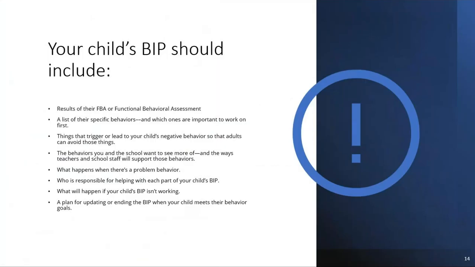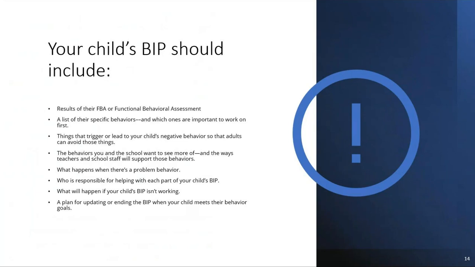Some things that are included in a behavior intervention plan are the results of the functional behavior assessment, indicating what the need is, being attention or escape from those behaviors that are being exhibited. A list of specific behaviors such as on task, off task, aggression, blurting out, walking out of the classroom, biting, and much more. What are the potential triggers that will contribute to the negative behaviors? A specific plan of how more appropriate replacement behaviors are going to be taught and reinforced.